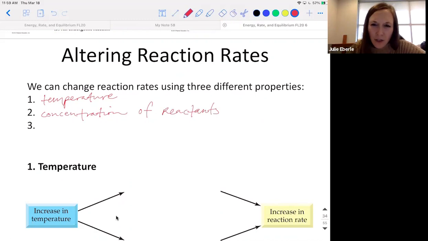What does the word concentration mean, by the way? I actually haven't defined that. We're really going to get into that in chapter 9, but we need to know what it means here.